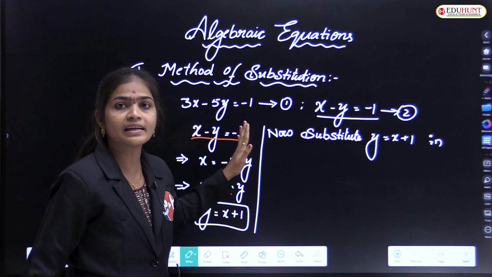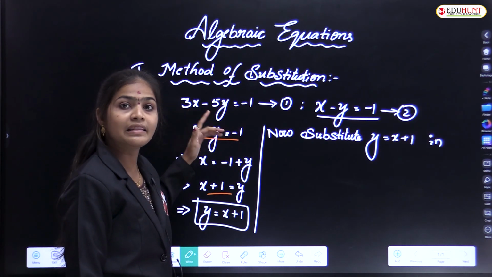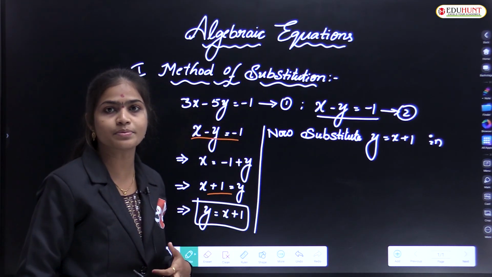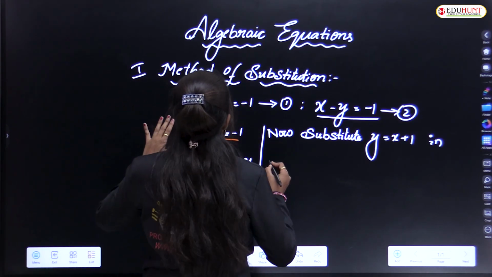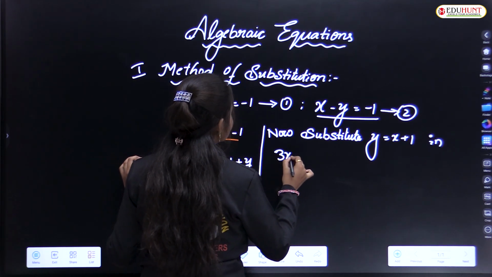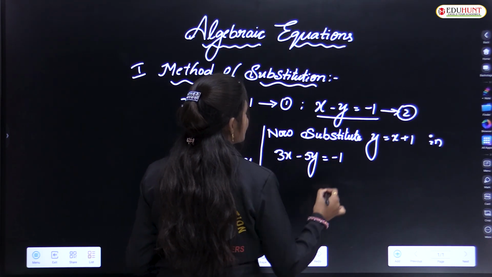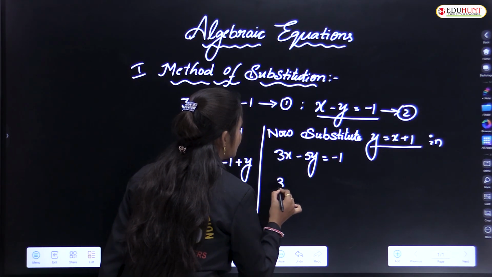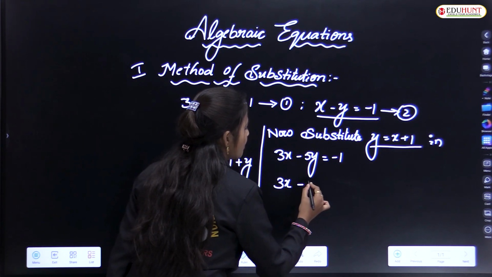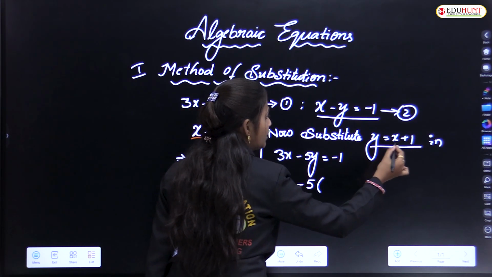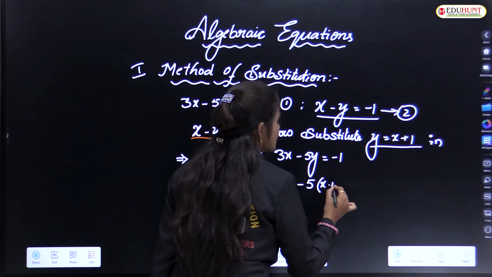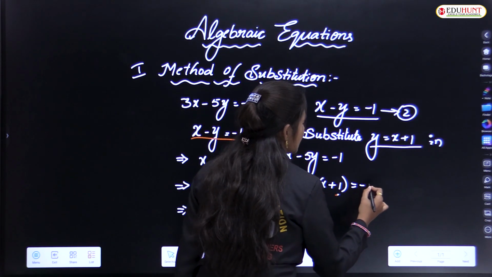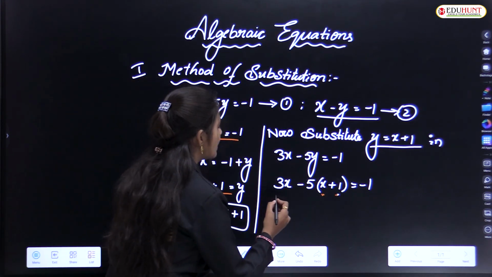Suppose if you get the value from equation number 1, then that value we have to substitute in equation number 2, in the other equation. So from this one, see here, what is the equation? 3x minus 5y equals minus 1. Now here we got y = x + 1, no? So substitute that value here. 3x write as it is, minus 5 into, at the place of y only we have to substitute this value. So y = x + 1. So y we written in terms of x, equals minus 1.